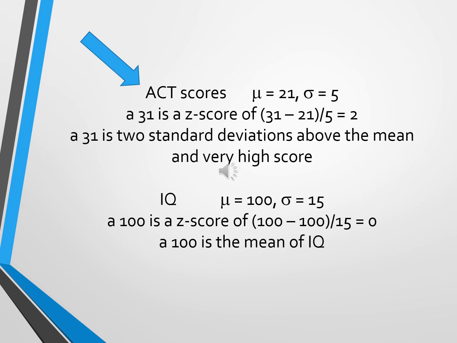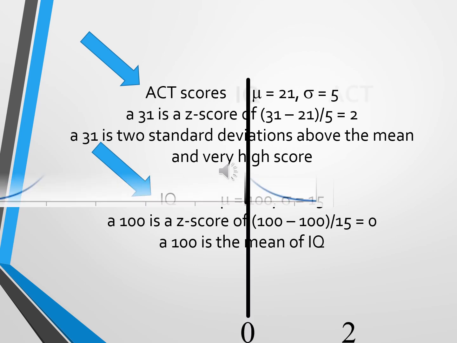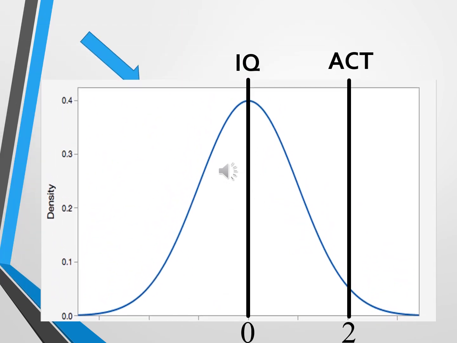An ACT score of 31 is a very high score. It also is 2 standard deviations above the mean, and the z-score, therefore, is equal to 2. An IQ score of 100, on the other hand, is an average IQ score. So here we have someone with high achievement, but an average IQ. Some folks might call that person an overachiever. We can only see that when we put these scores on the same scale.